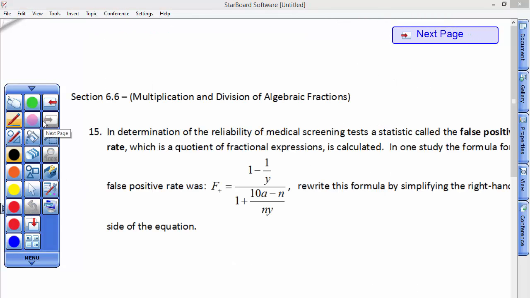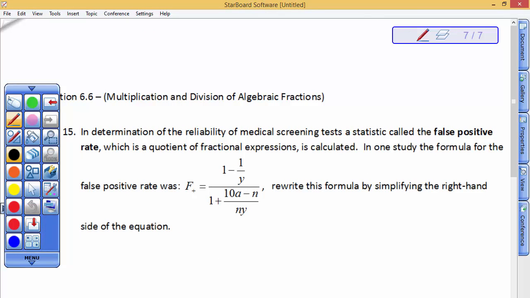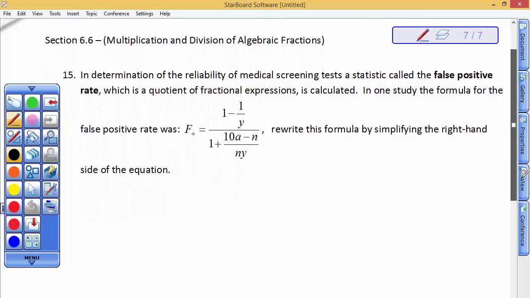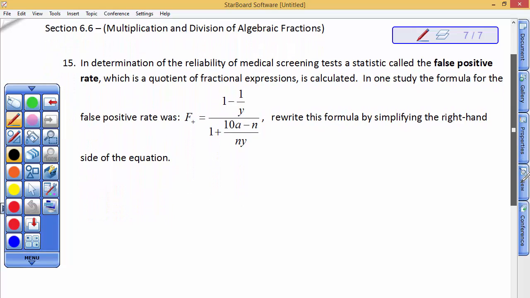All right. In determining the reliability of a medical screening test, a statistic called the false positive rate is the quotient of this expression, and it's a complex rational expression. But a false positive, and I hope I'm correct on this, means that they tell you that you tested positive for cancer, and they were wrong. You really don't have it. A false positive. But what I want to do is simplify this expression.